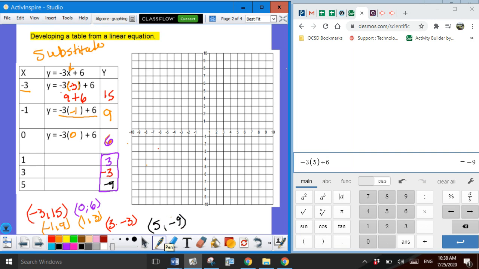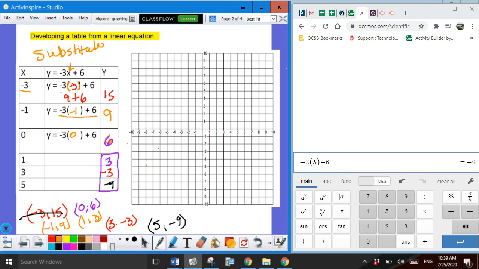All right, so now we're going to plot these points on my graph. So the first thing I want to look at is this first point, this red one, negative 3, 15. Well, I see that my graph is only 10 by 10. So am I going to be able to graph negative 3, 15? No, this one's too big, so I can't graph that one.